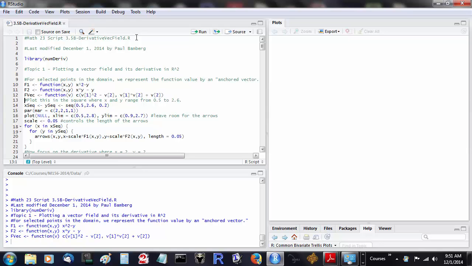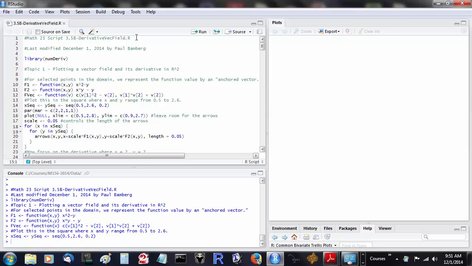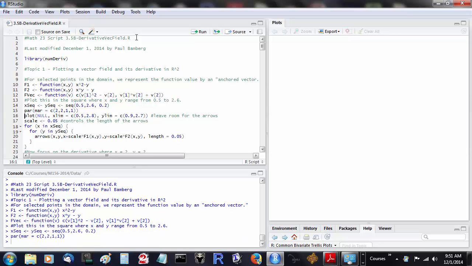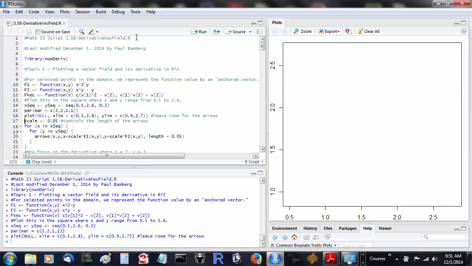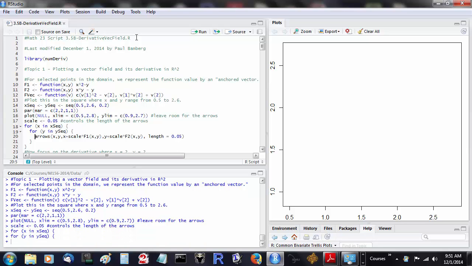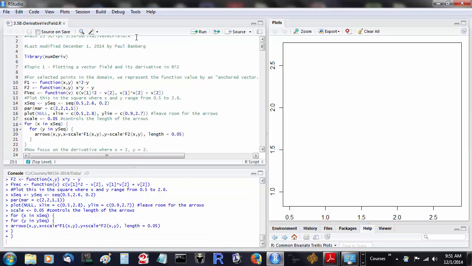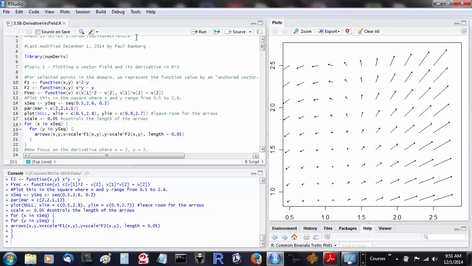So let's plot this field. We plot it as anchored vectors. Leave plenty of space for our plot. Scale down the arrows that represent the field so they fit nicely on the screen, and then run through our pairs of points x and y and draw an arrow at each point, an anchored vector that shows the value of the vector field at that point. So there's your beautiful diagram.